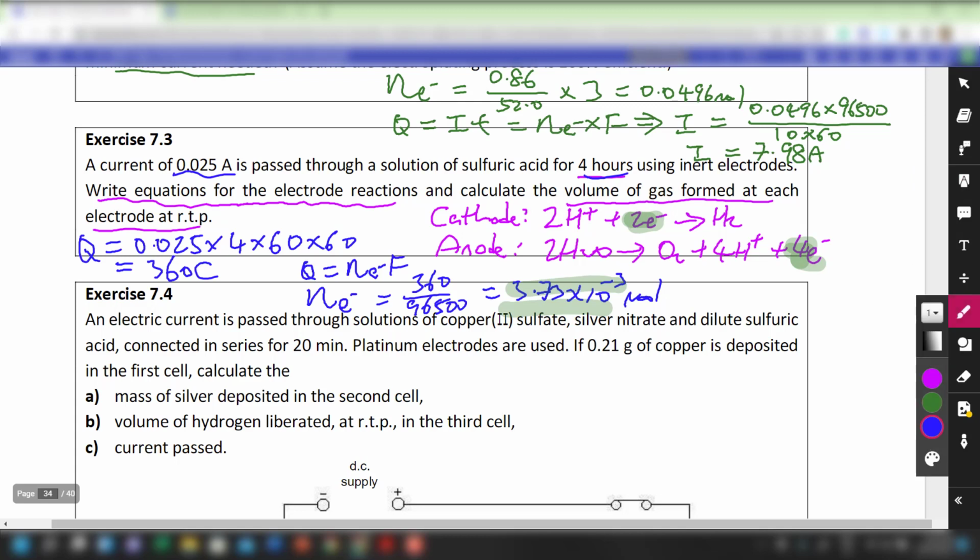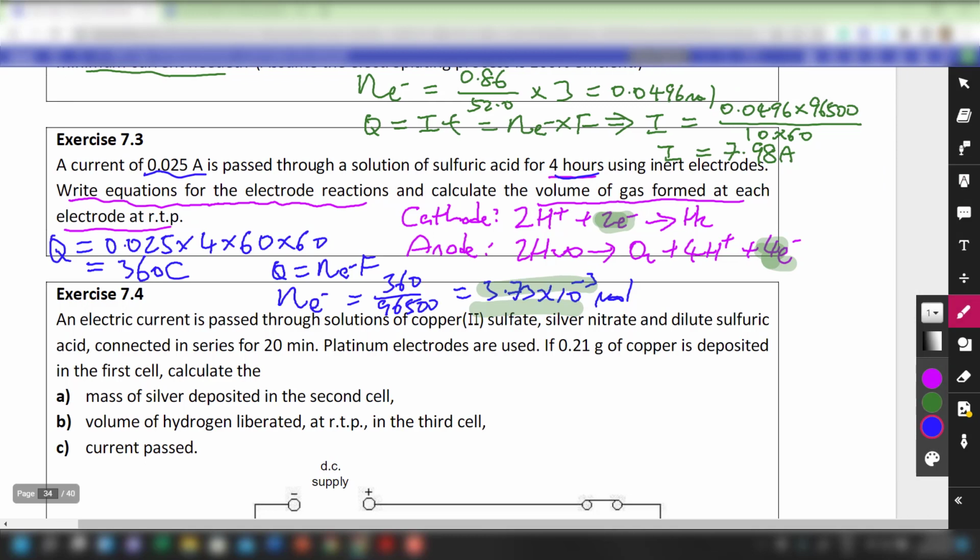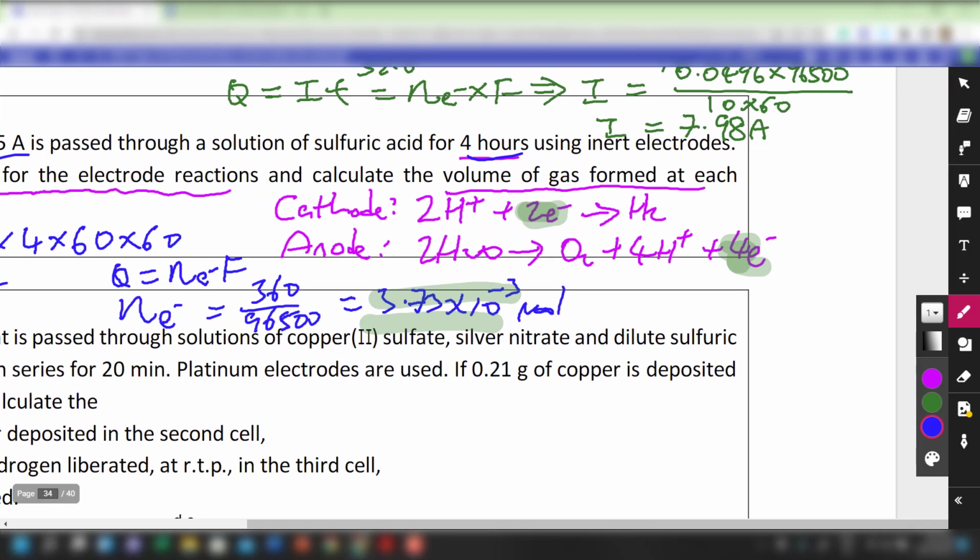This quantity of electron transfer must be the same for both the cathode and anode. Please remember this, because if you don't remember this, you will not be able to perform any kind of reasonable calculation. Then from here we'll be able to calculate the number of moles of H2 produced, so that will be half of 3.73 times 10 to the power of minus 3 moles.